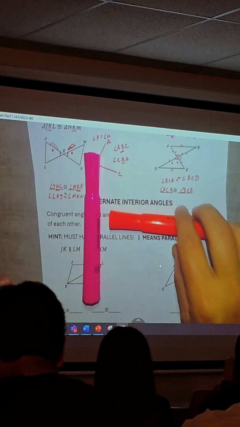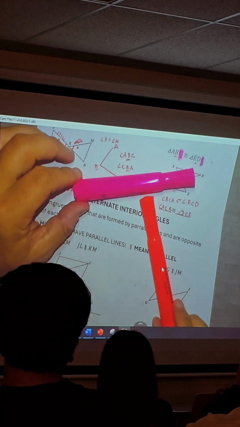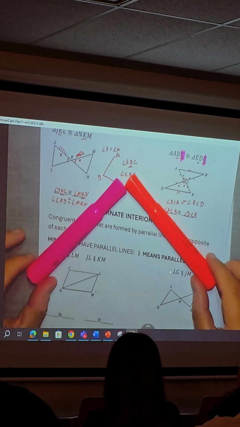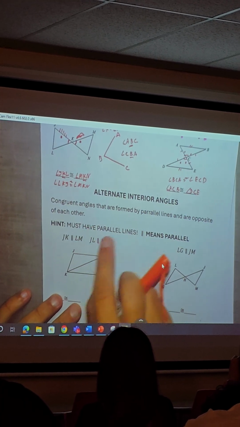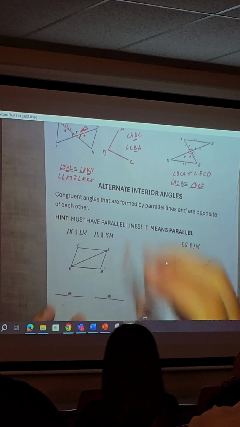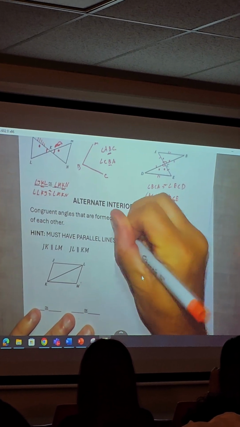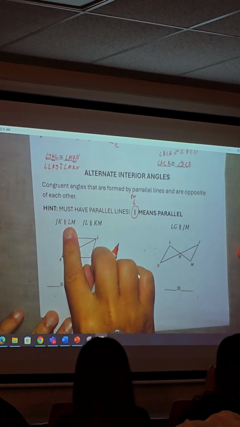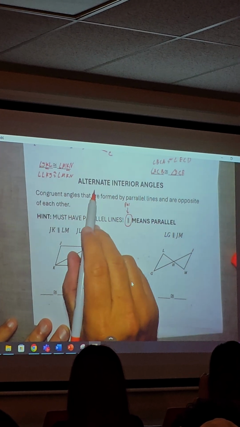Okay? So, are these parallel? Yeah. Are these parallel? Yeah. Are these parallel? No. Imagine if they just kept going, would they end up touching? So they're not parallel. So you can only use alternate interior angles if I tell you that you have parallel lines. Now it's not going to say the word parallel. It's going to show you this symbol. This symbol means parallel. So you're going to get a statement that looks like this.